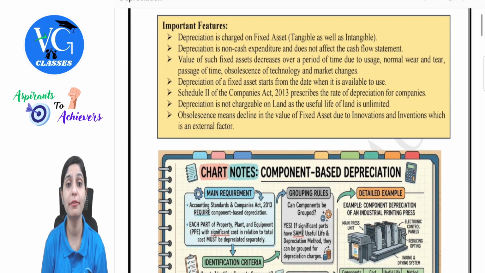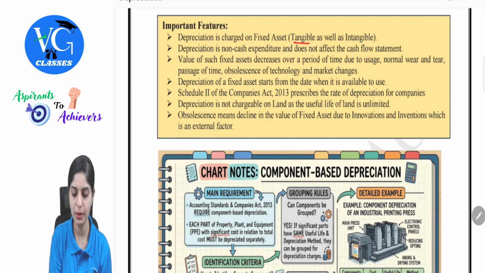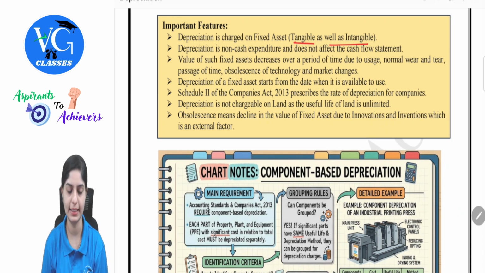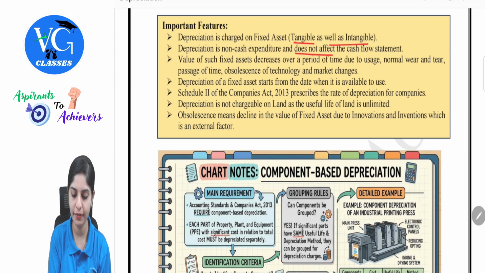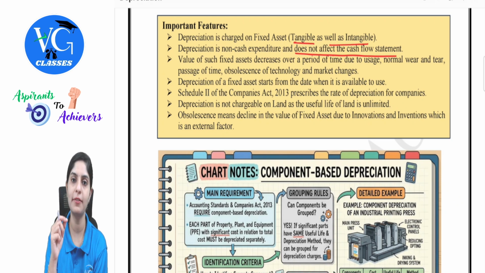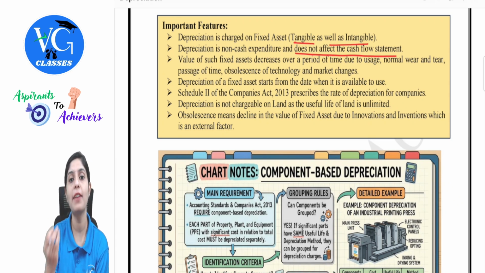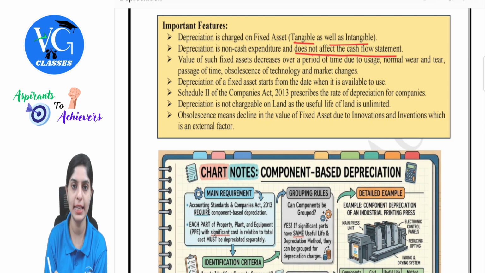Depreciation is charged on fixed assets. Now, these fixed assets can include both tangible as well as intangible assets. Depreciation is a non-cash expenditure and does not affect the cash flow statement. Why is this a non-cash expenditure? Literally speaking, guys, it is just the reduction in the value of the asset. Nothing is an out-of-pocket expense. So hence this becomes a non-cash expenditure, and the cash flow statement mainly deals with inflow and outflow of cash. So hence this will not impact our cash flow statement.